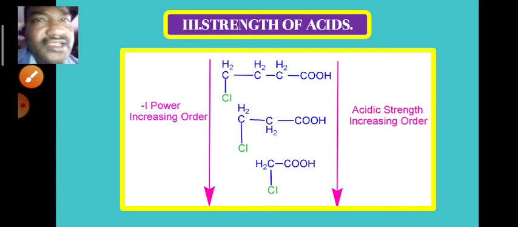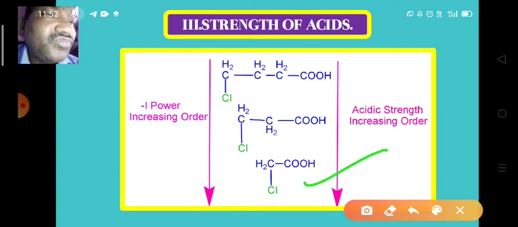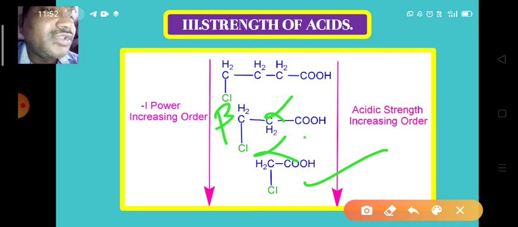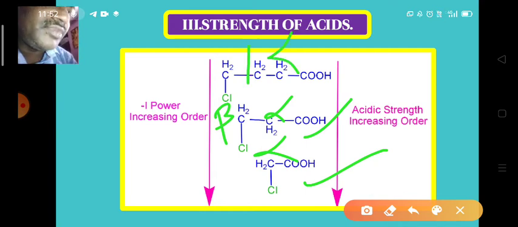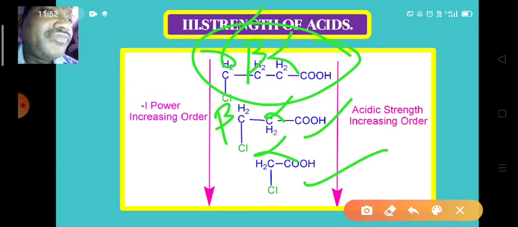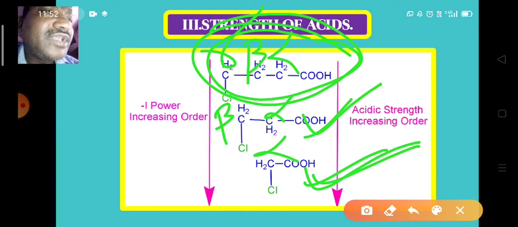Now we go for the third example for the strength of the acids. Look here, this is alpha chloroacetic acid, then beta chloropropanoic acid, and then gamma chlorobutyric acid. Alpha chloroacetic acid, beta chloropropanoic acid, gamma chlorobutyric acid.